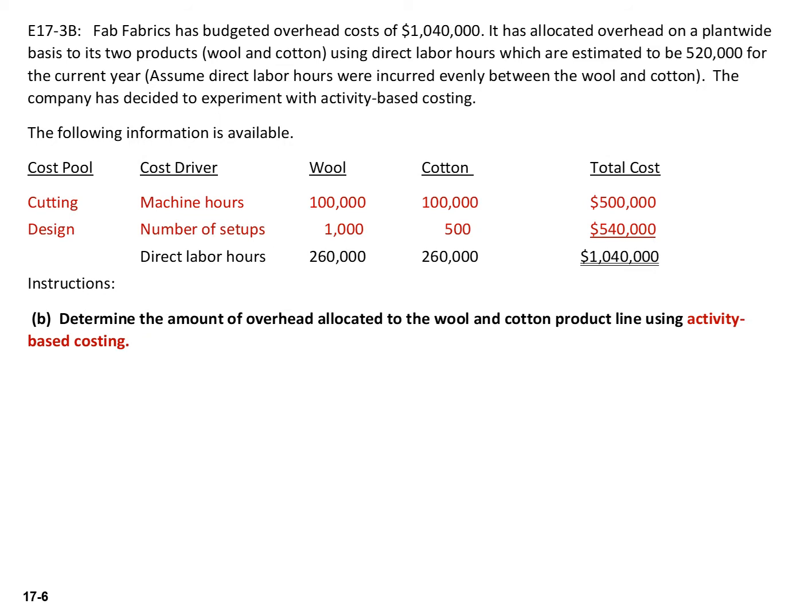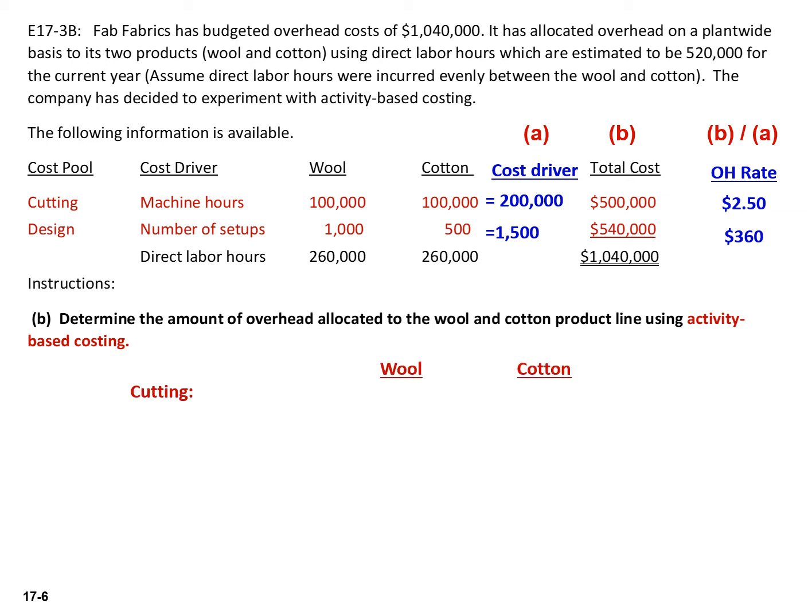All right, let's take a look at if we were to implement ABC. Let's first come up with our cost drivers. We know that we need 200,000 machine hours. We also know that we have 1,500 setups. We're going to come up with the activity-based overhead rate by simply dividing the cost driver into our total manufacturing cost. The overhead rate for our cutting cost pool is $2.50, and the overhead rate for our design cost pool is $360.